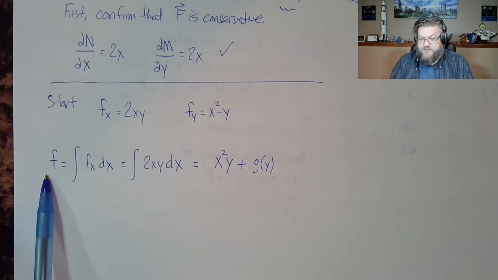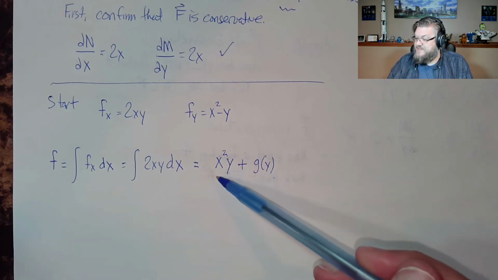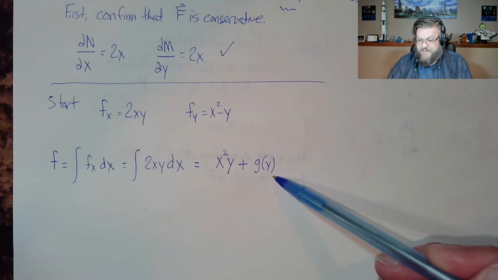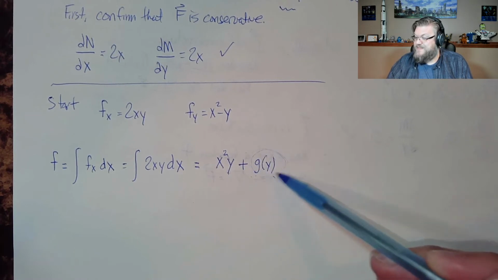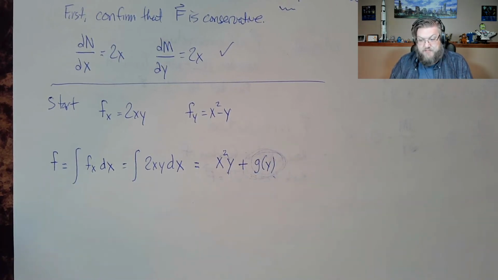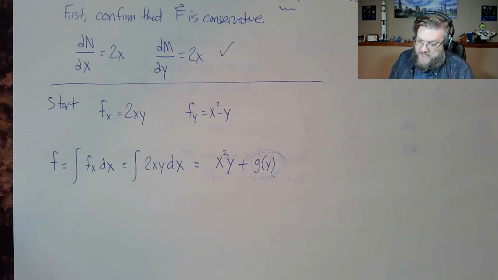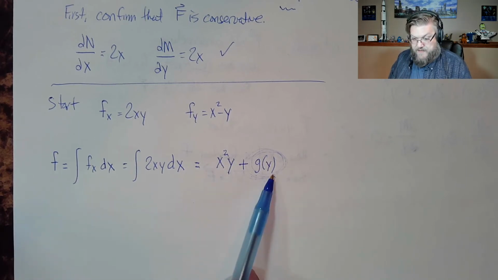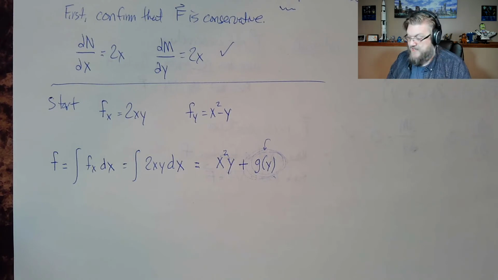So what I know so far from halfway into this process is that little f must have x squared y in it, and the rest is just function of y. I now need to find out this unknown function. Once I find this unknown function, then I'll know the complete story for f. Okay? Everyone with me so far? So I have a piece of little f. Now my next goal is to come up with this unknown g of y. Okay. Now how am I going to do that?